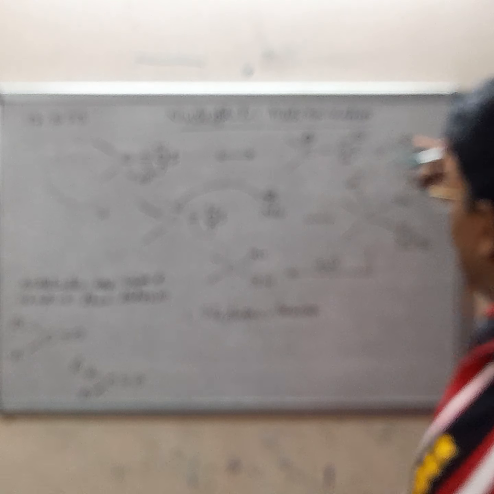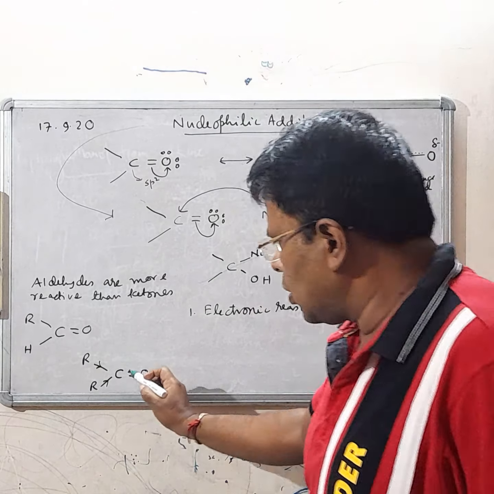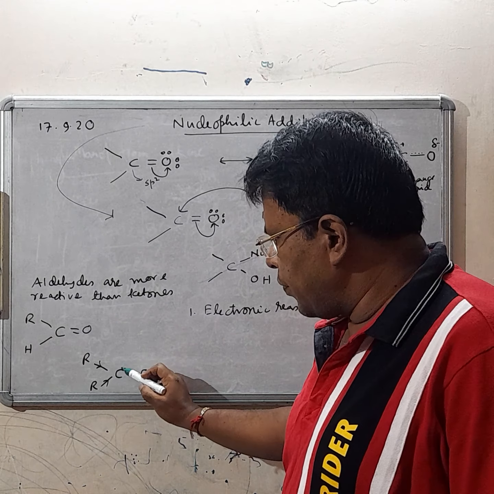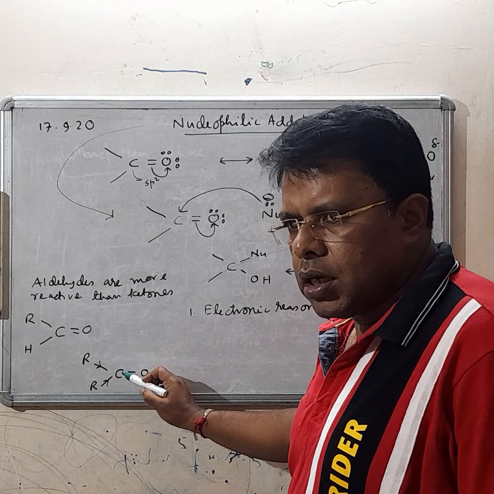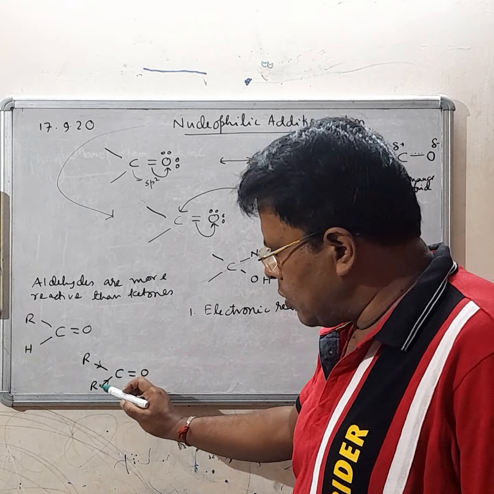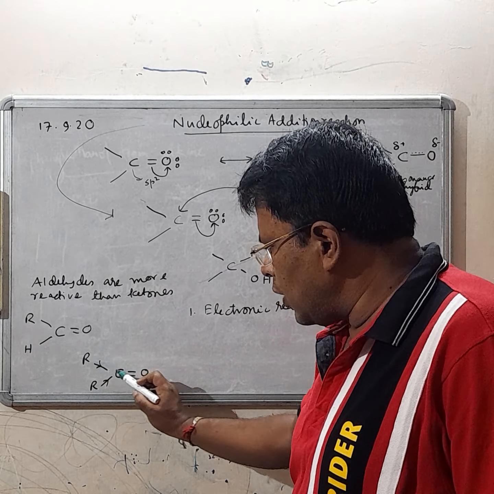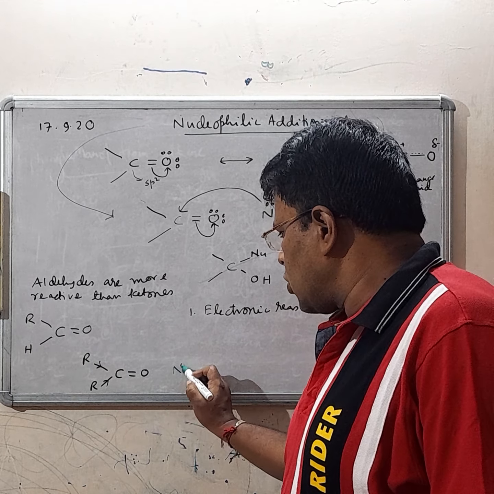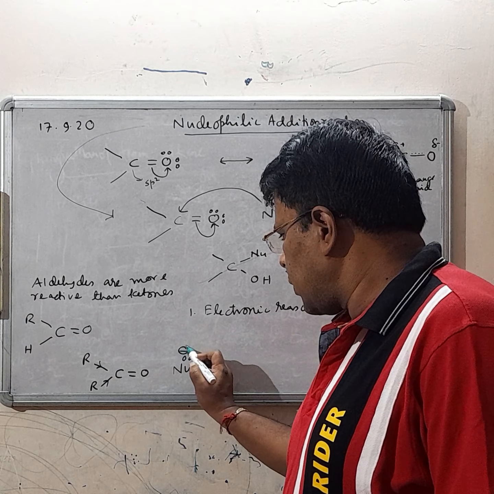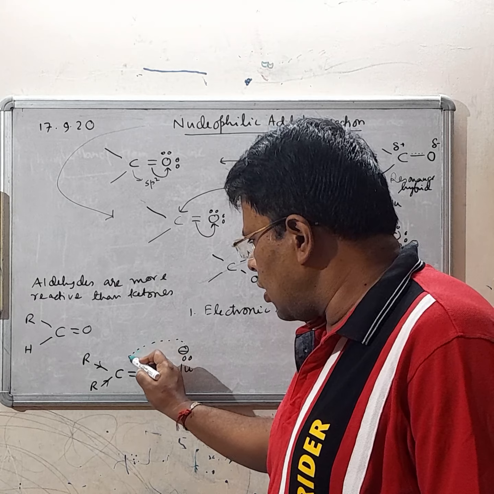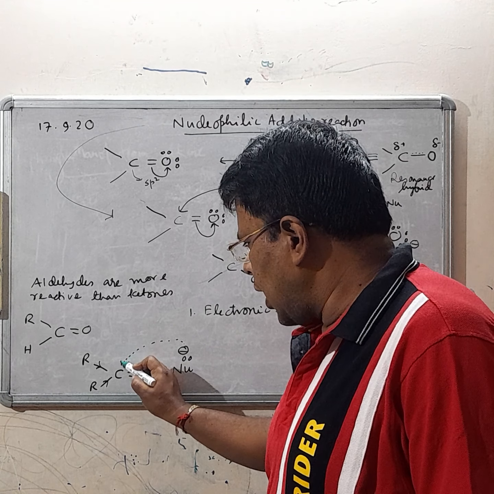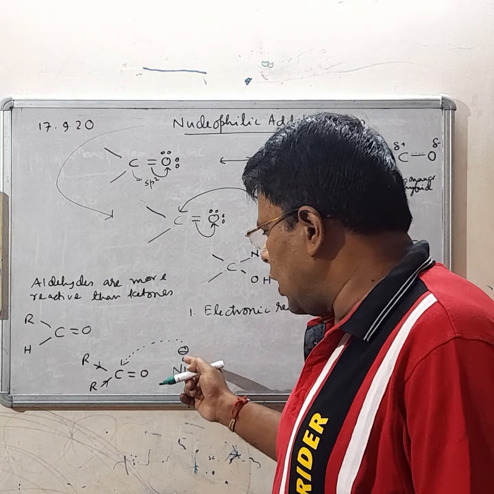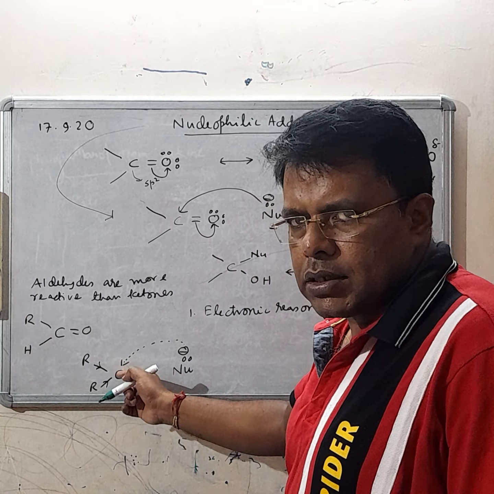the delta plus charge at this carbon, the slight positive charge at this carbon, gets decreased because of electron flow. Because of the decrease in the positive charge, the nucleophile will get less encouragement to attack at this place. The nucleophile will not attack so readily at this place.